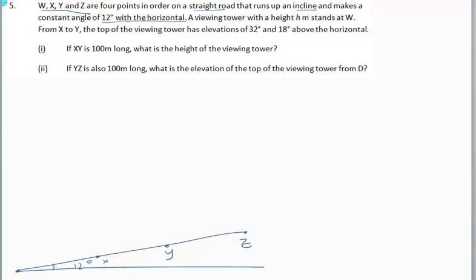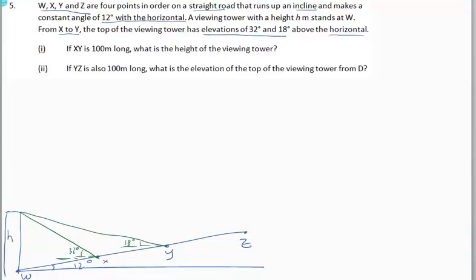So we've got a viewing tower of height H stands at W. So here is our height H. From X to Y, the top of the viewing tower has elevations of 32 degrees and 18 degrees above the horizontal. So the first thing we'll do is mark in our horizontal at X and at Y. So there's our horizontal, and here at X we've got 32 degrees and at Y 18 degrees.